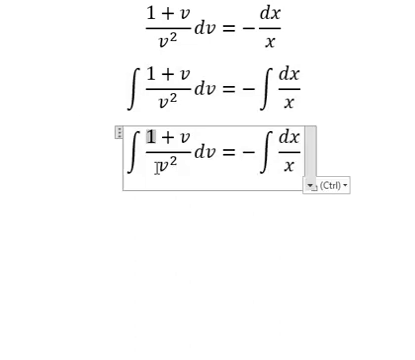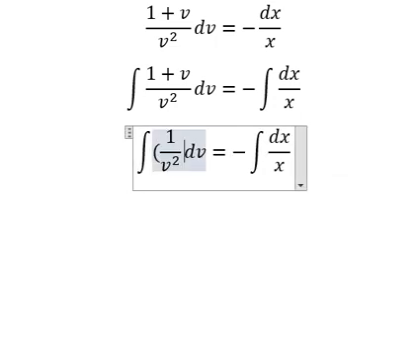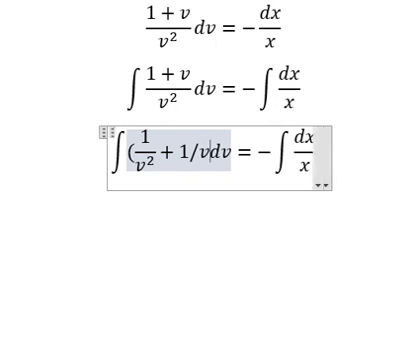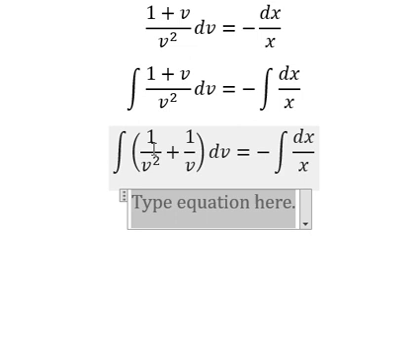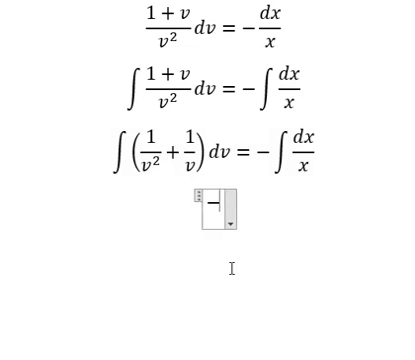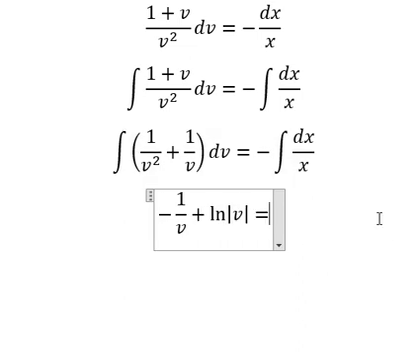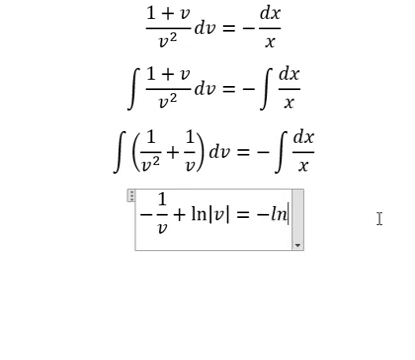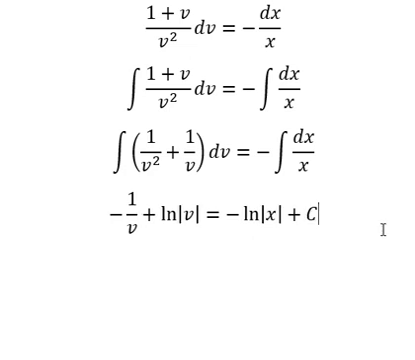So 1 divided by v square, v divided by v square. So the integration of this one that is about negative 1 over v. This one that is about Ln of the absolute value of v. This one we have negative Ln of the absolute value of s, and I will put about c.